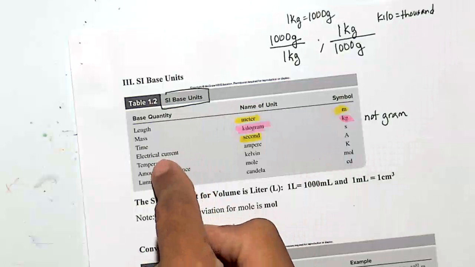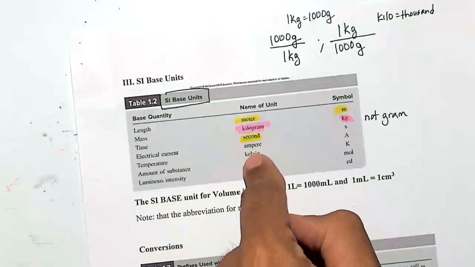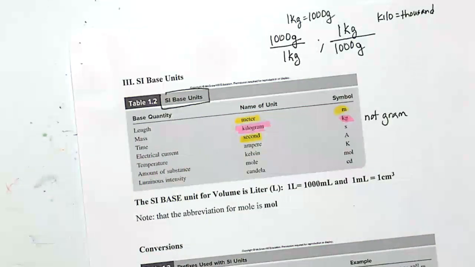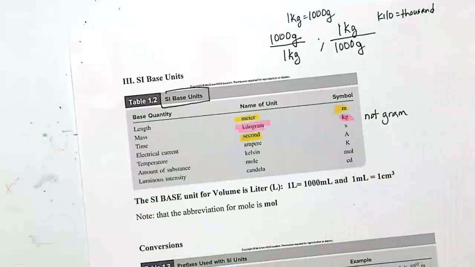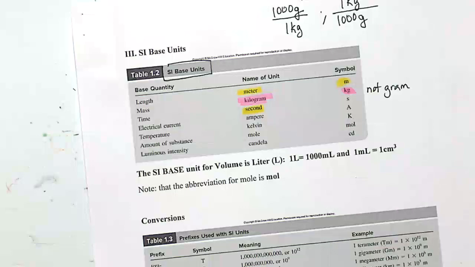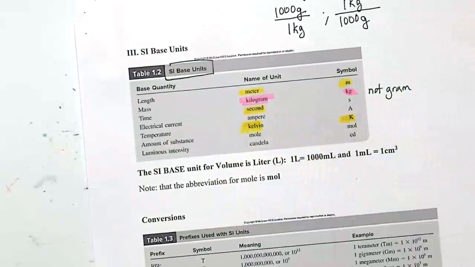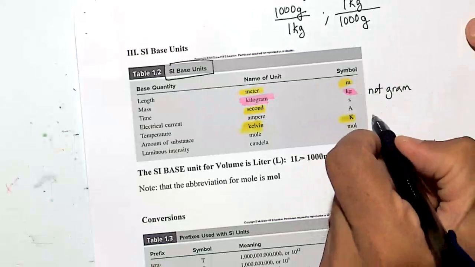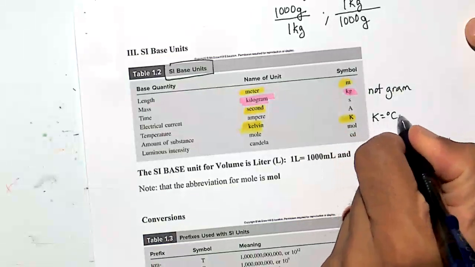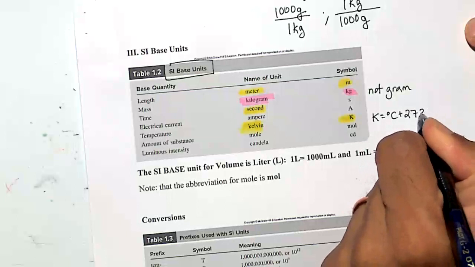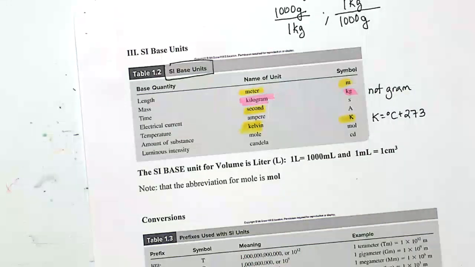And what about electrical current, that's the base unit. What's the base unit of temperature in our science class, in this class? Kelvin. And how do we convert to Kelvin, or how do we get to Kelvin? So that's an easy equation for us to memorize.